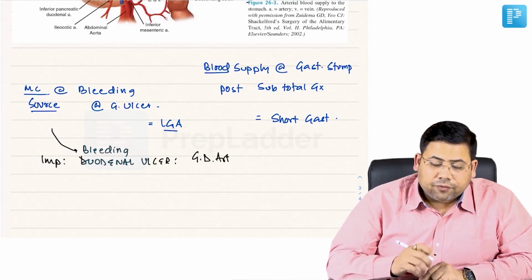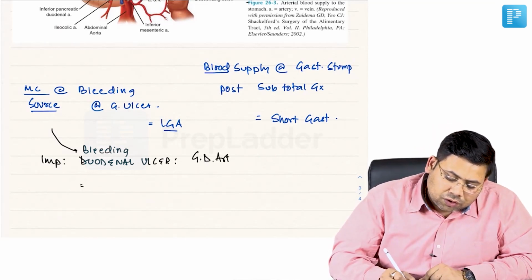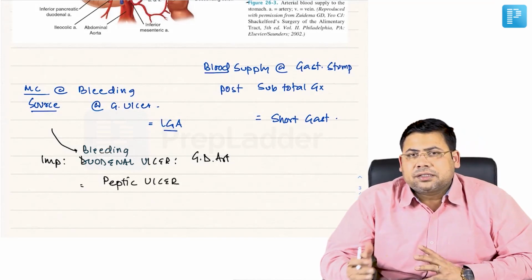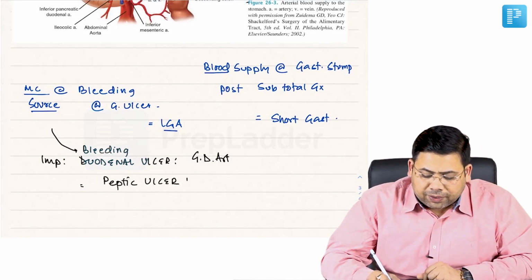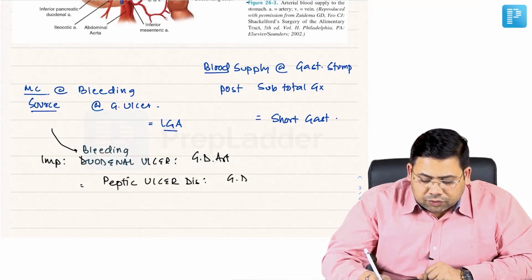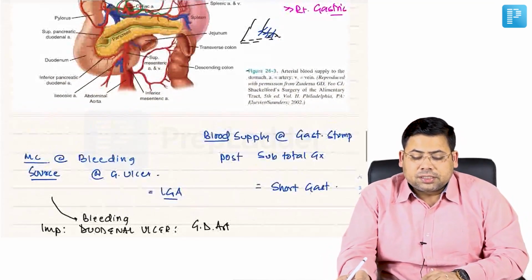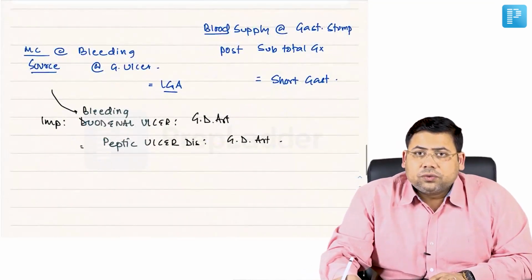One more thing, if you get a question on the most common cause of bleeding in peptic ulcer disease. When we talk about peptic ulcer disease, it is acid mediated damage and its related things. So for peptic ulcer disease, again it is the gastroduodenal artery. These are important things that you have to understand.